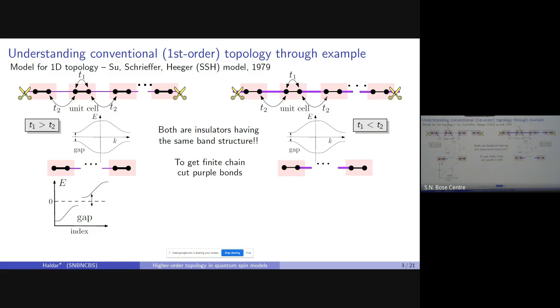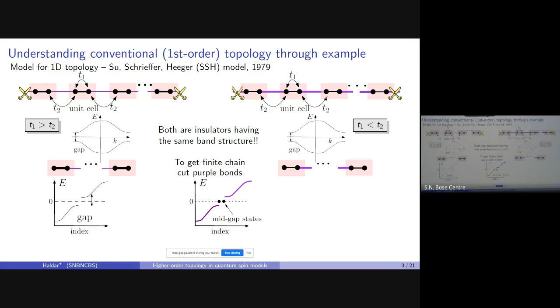So for the T1 greater than T2 model, you see that there is only this gap and no other features. But surprisingly, if you plot the same energy spectrum for the other model, T1 less than T2, you see everything is the same. There are these bands. There is also a gap. But inside the gap, right at zero energy, there are two states. Two states which are exactly at zero energy. So these are called mid-gap states. And this is a consequence of topology.